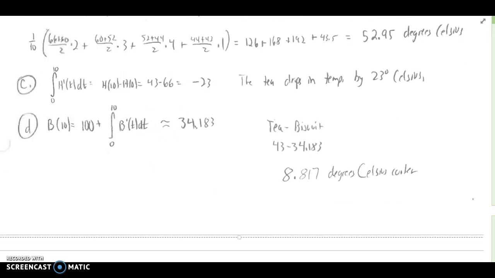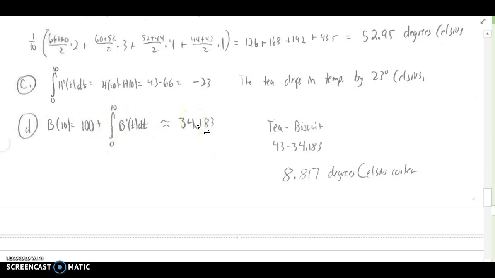In question D, there's a lot going on in the problem, and we're told a little bit of information about the biscuits. At time 0, the biscuits were 100 degrees, so that's an initial value. That's the starting temperature, plus the accumulation of the rate of change, so the integral from 0 to 10 of b prime of t. So we're going to integrate that. It would definitely be a calculator problem. And so if we do the 100 plus that integral, we get a total of 34.183 degrees.